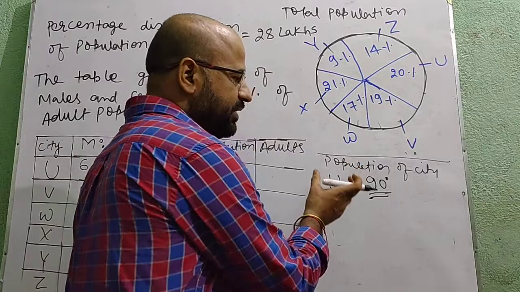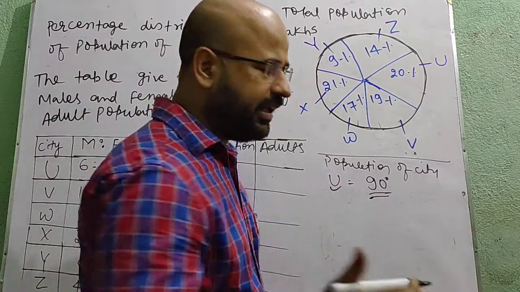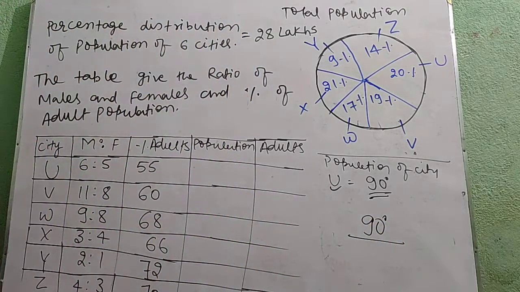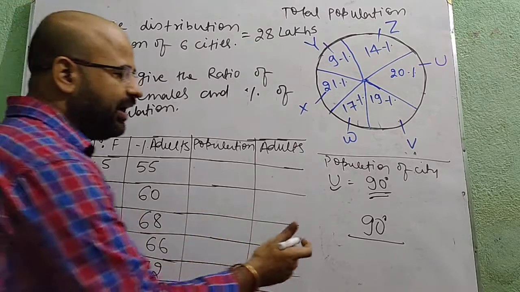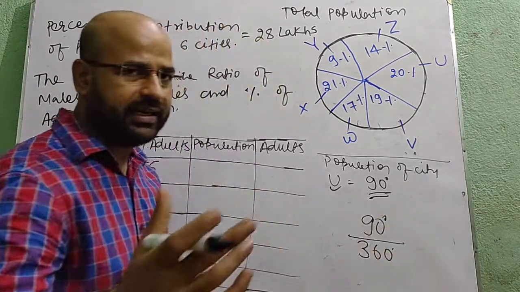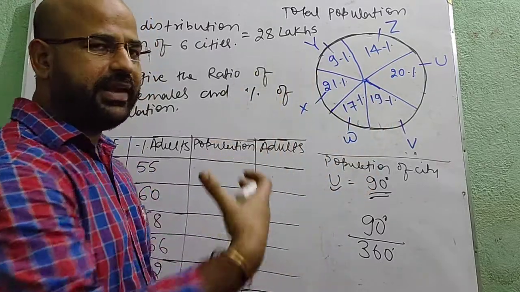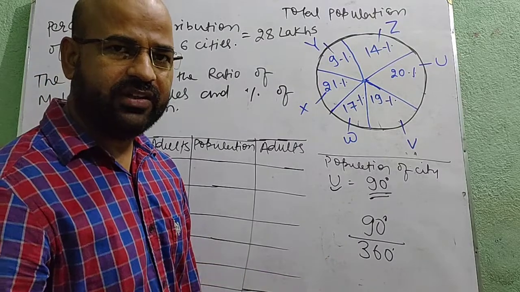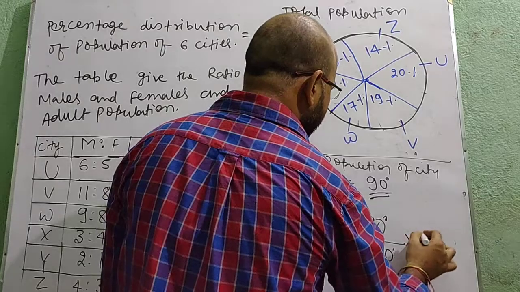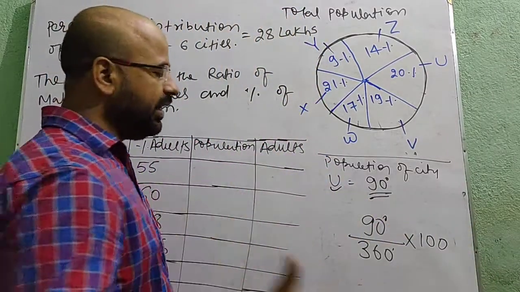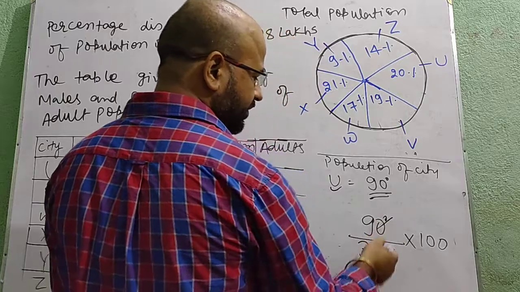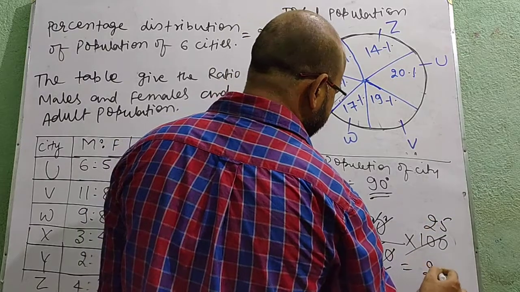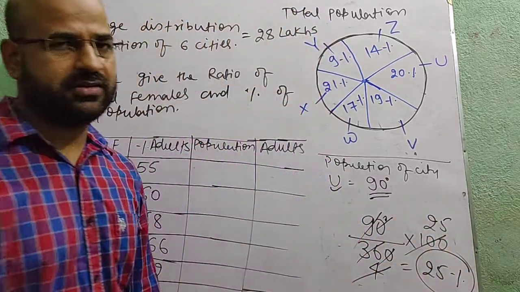You take the value of the population of city U in degrees, 90, in the numerator. Divide by the total value, which is the degree of the whole pie chart, the whole circle, that is 360. To convert it into percentage, multiply by 100. The 0 cancels, 4, 25, so the percentage value is 25%.